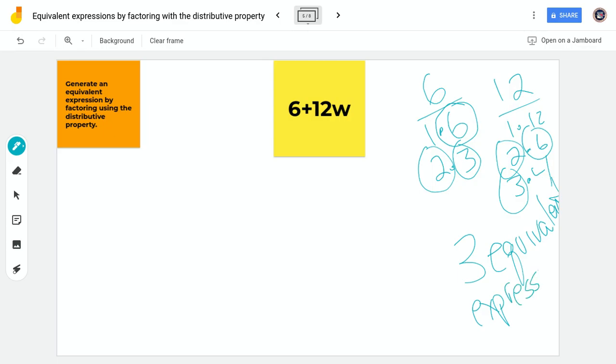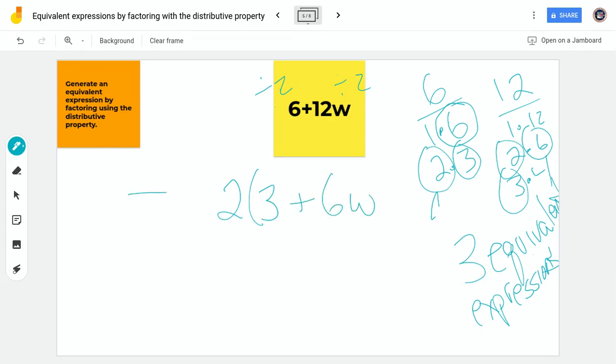And that's where it gets a little tougher. The good thing is, if you know you could factor out a 6, you can factor out a 2, you can factor out a 3, whatever. I'm going to start with the lowest one, so I'm going to factor out a 2. I'm going to divide both terms by 2. So 6 divided by 2, I get 3. 12 divided by 2, I get 6w.